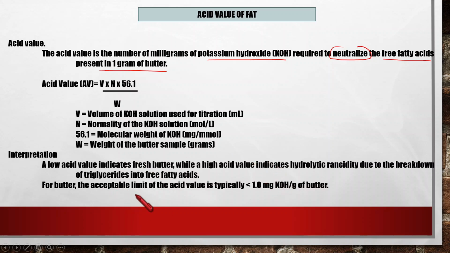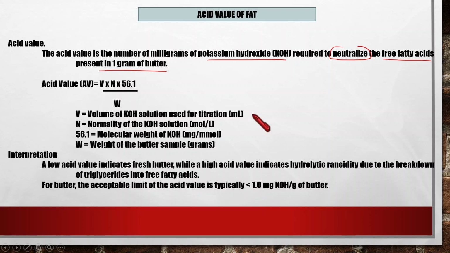There is also an acceptable limit. Acceptable limit means up to this level we can consider the available butter fit for consumption. It should be less than 1. As the value rises beyond this, then we need to consider its odor and its taste. It has started to become rancid. That's the interpretation that we need to understand from the value that we get out of this practical.